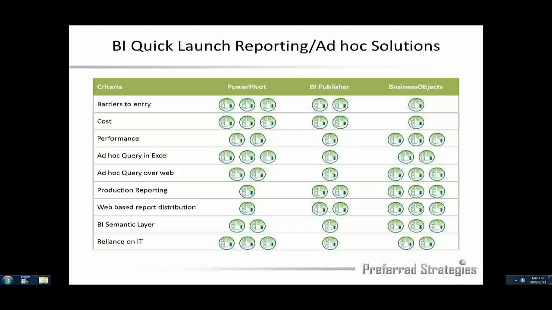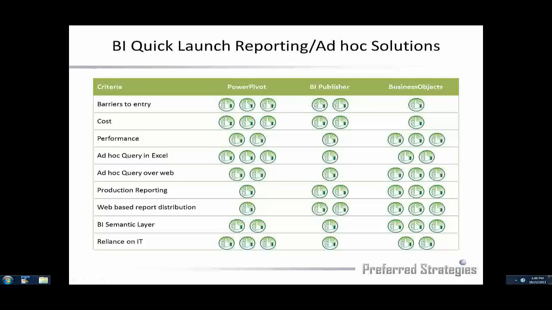From barriers to entry, if you can't tell what the images are, these are thumbs up. So the more thumbs up, the better. We gave everybody anywhere from 1 to 3, rating each one of these. So barriers to entry, again, Power Pivot: if you're going to do it from Excel, connect it to data, and refresh it right there using Excel as the fashion and the format.